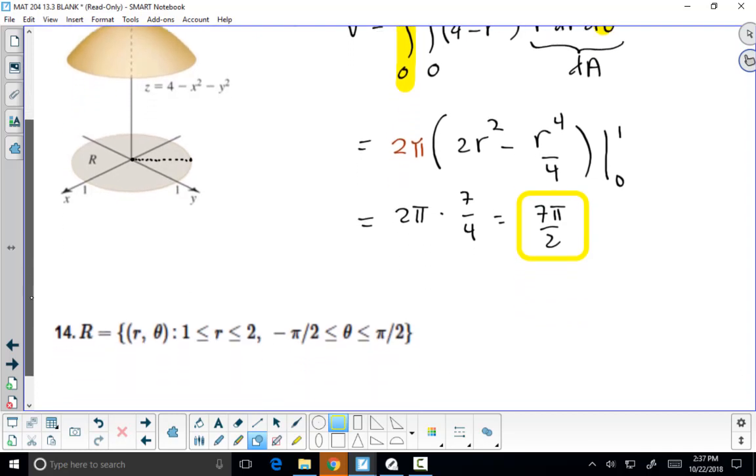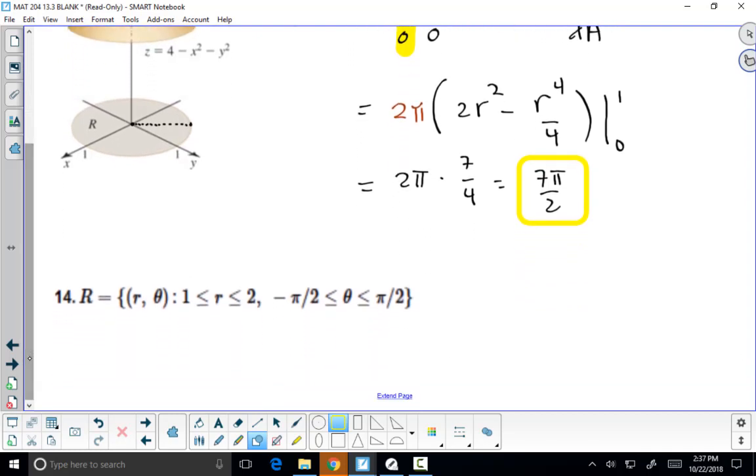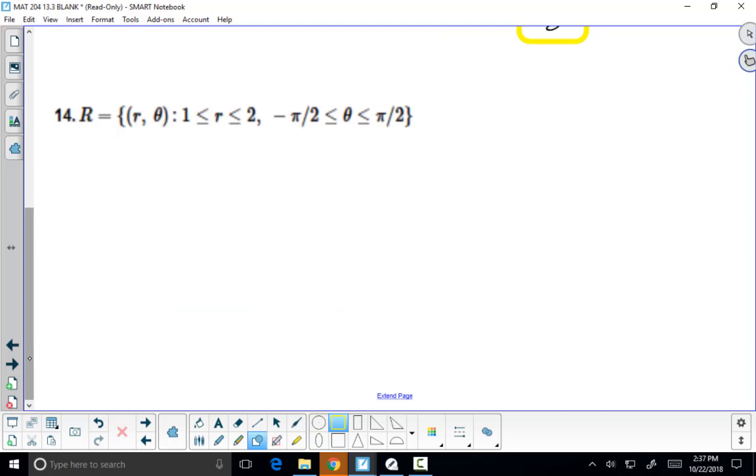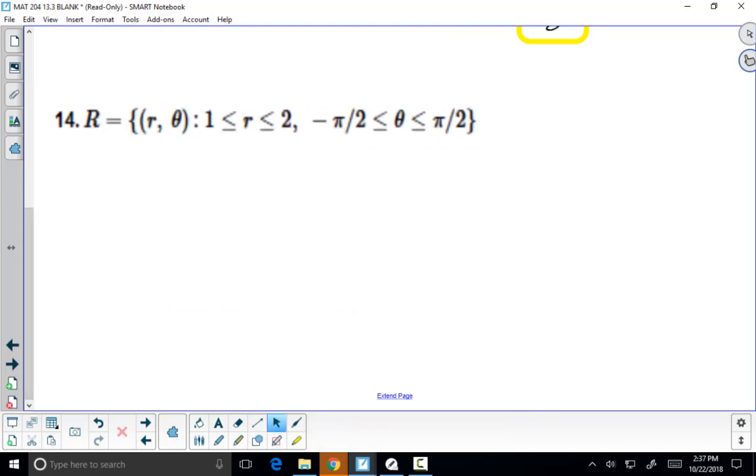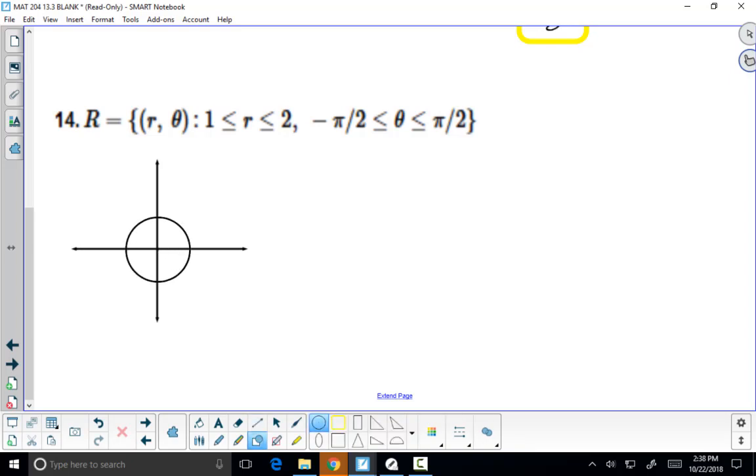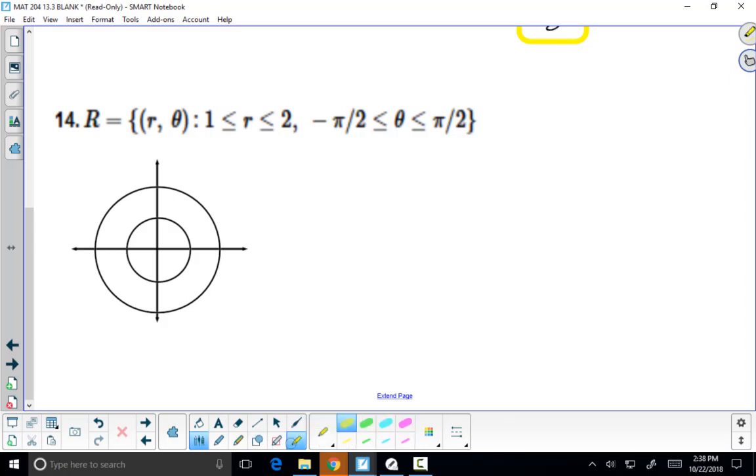Now, let's have a slightly different region. Let's have a partial annulus. So for the region of integration, we have a partial annulus. We're going to go from r equals 1 to r equals 2, and theta from minus pi halves to pi halves. So the partial annulus is right in here. That's going to be our region of integration. That's our domain, our capital R.